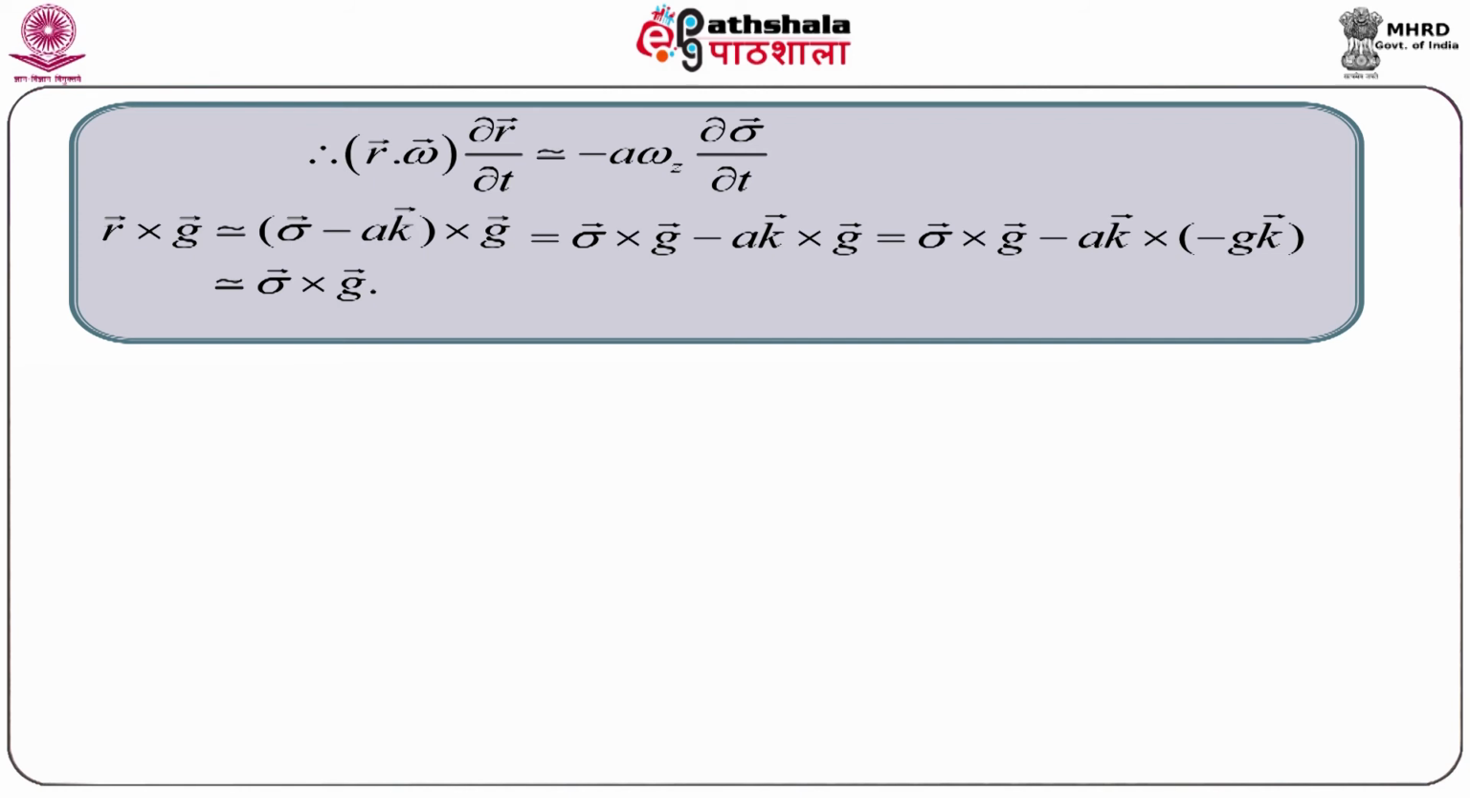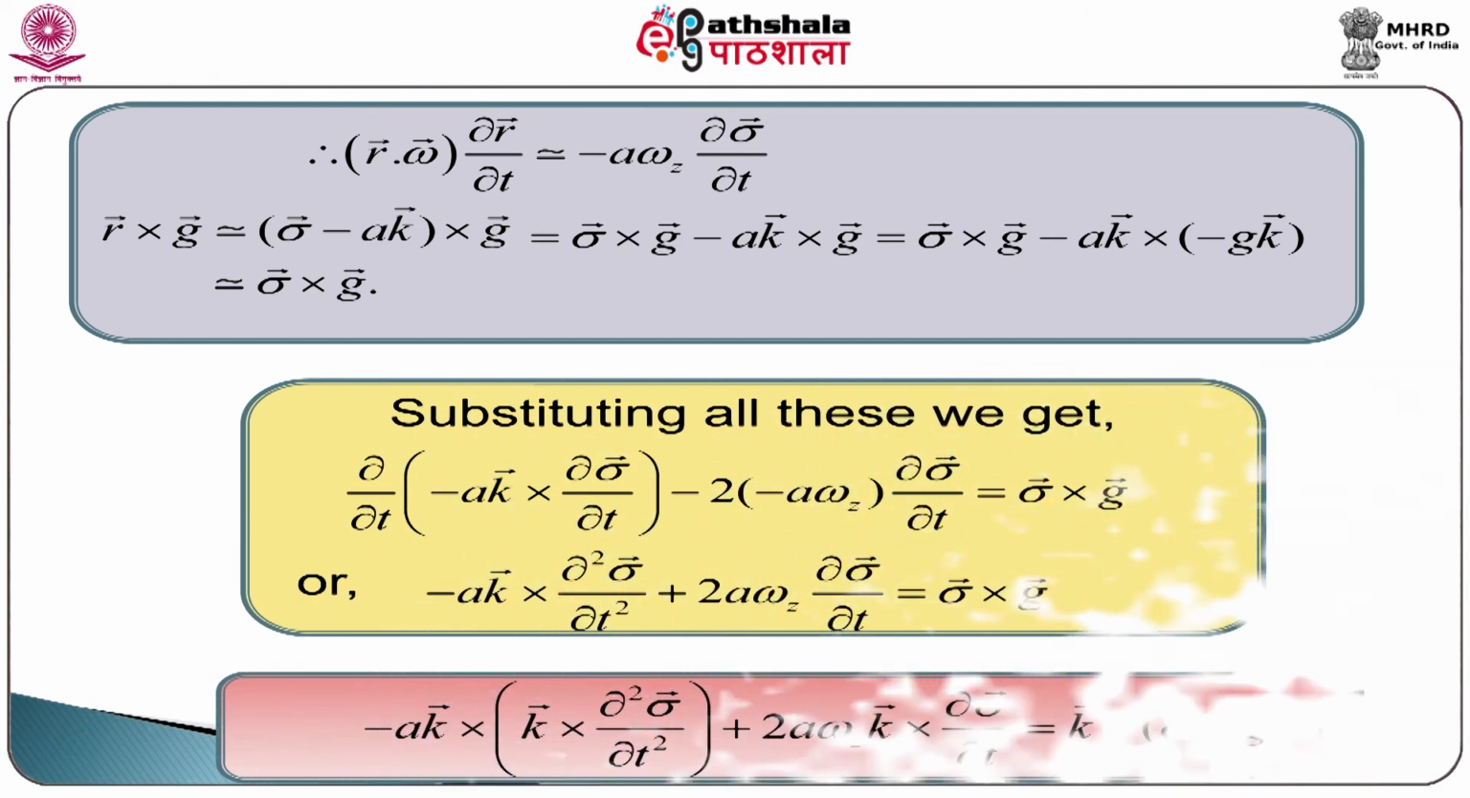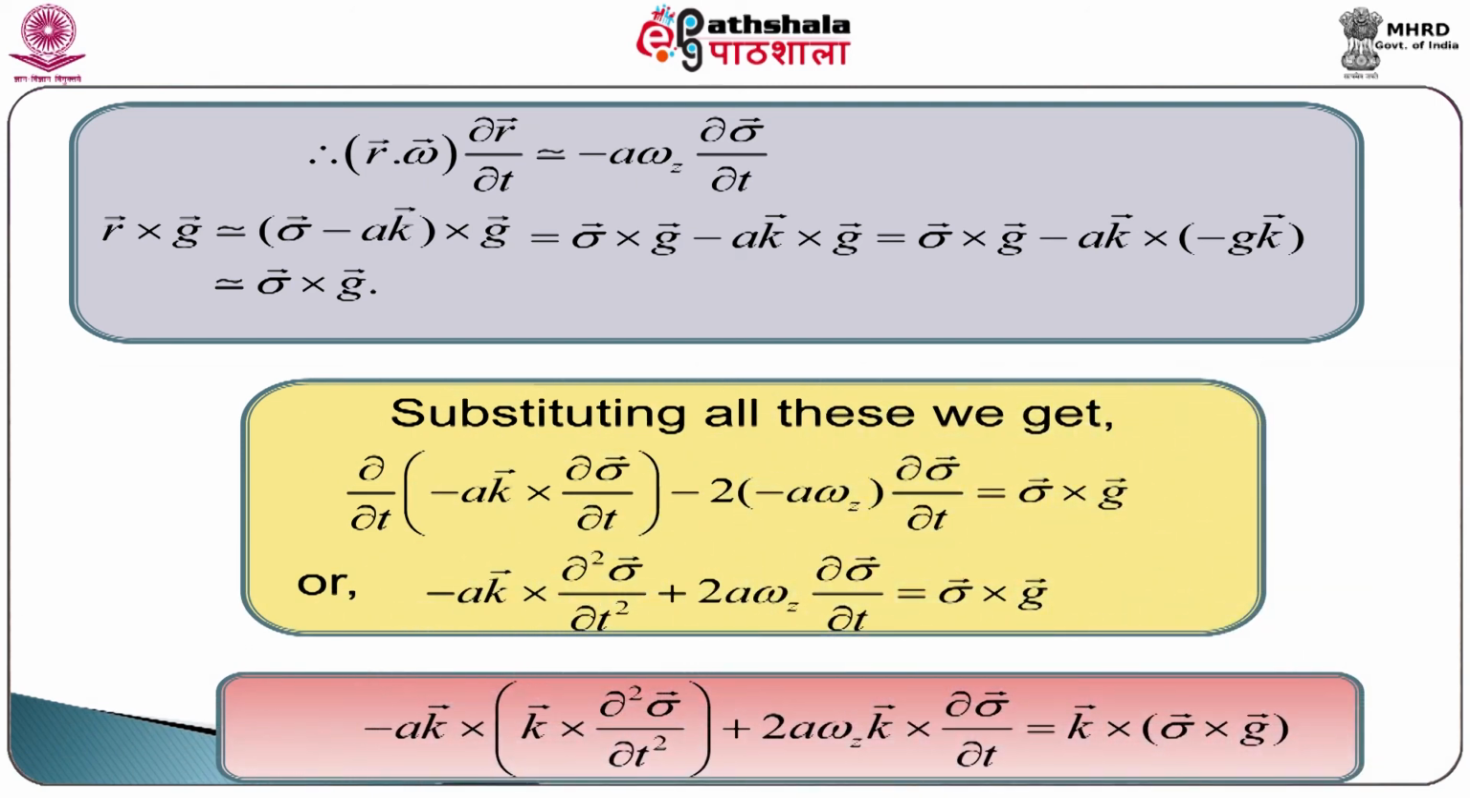Now, let us calculate the approximate value of the term r vector dot omega vector into ∂r vector/∂t, which is approximately equal to minus a omega_z into ∂σ vector/∂t. We have already obtained the approximate value of r vector dot omega vector, which is minus a omega_z, and the approximate value of ∂r vector/∂t is ∂σ vector/∂t. So, we get this result.